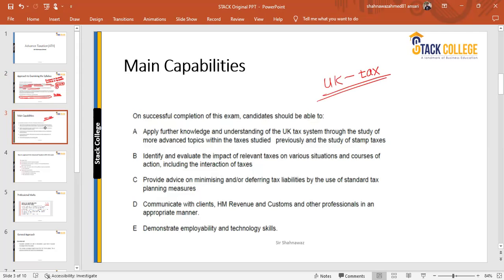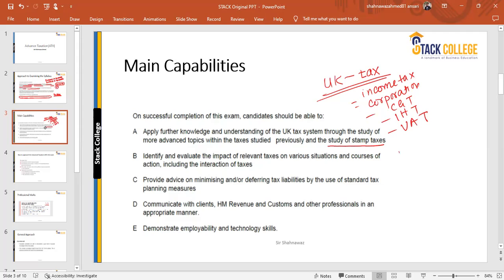And in the UK tax system, you must know the rules related to income tax, the rules related to corporation tax, similarly capital gains tax, inheritance tax, value added tax, as well as some advanced topics such as how to apply and calculate stamp duty tax.